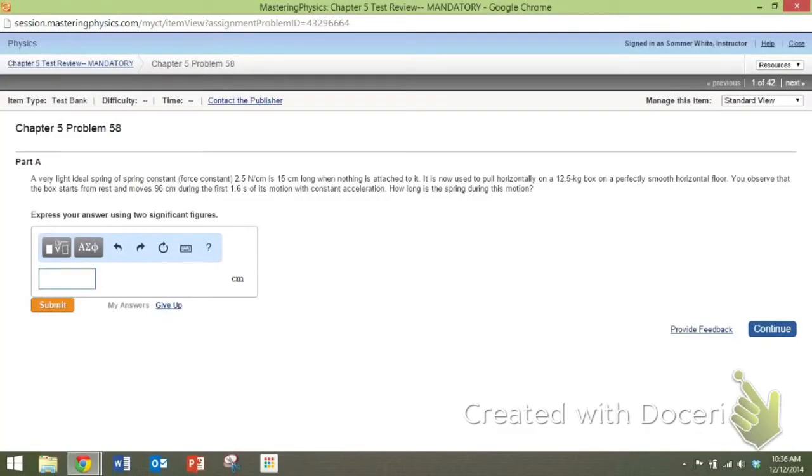We've done a lot of different force problems in this class so far this year. We, however, have not done that many with springs. So we're going to talk a little bit about springs. We start this problem like we start all other problems by identifying our knowns and our unknowns.